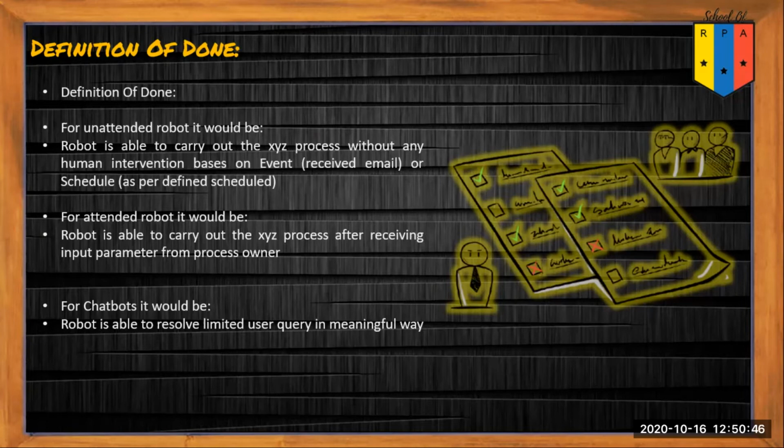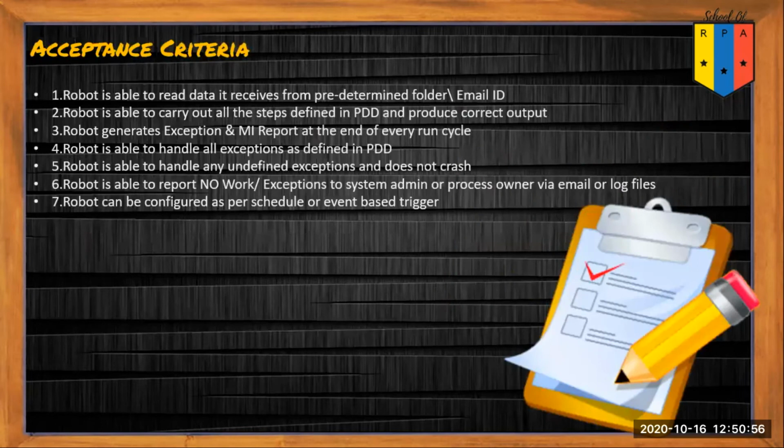And for chatbots, the robot is able to resolve limited user queries in a meaningful way. Right? So that is self-explanatory. Now let's come to acceptance criteria. What I have done here, guys, is put a generic acceptance criteria. You can add more to it if you have some ideas, but at least I think these 7 points are a generic acceptance criteria for any kind of RPA story, right?